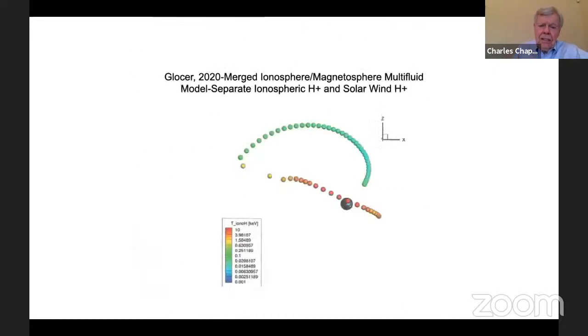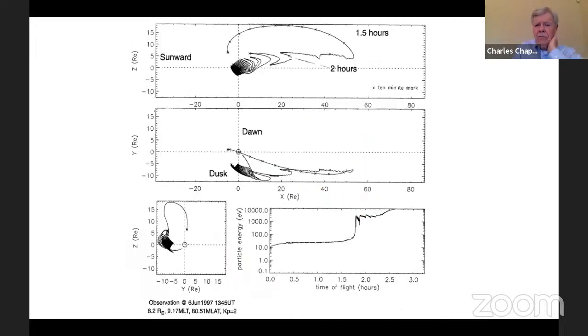Okay, let's see. Now, people have expressed concern about just using an ion trajectory because they say, well, your magnetosphere model is not self-consistent. You're not letting the currents flow and change the magnetic field and configuration and strength and all of that.